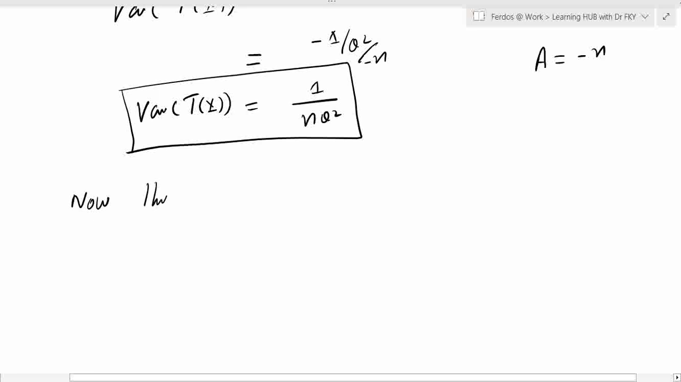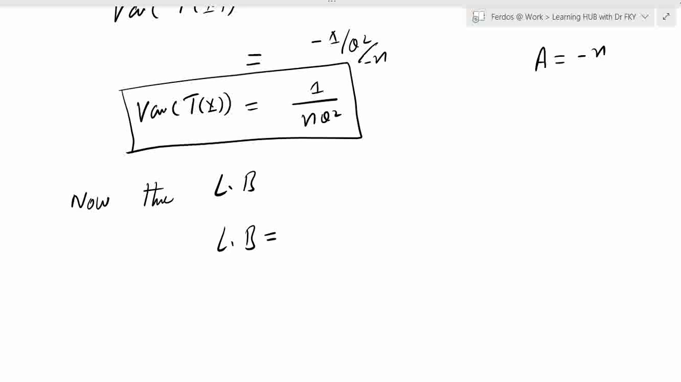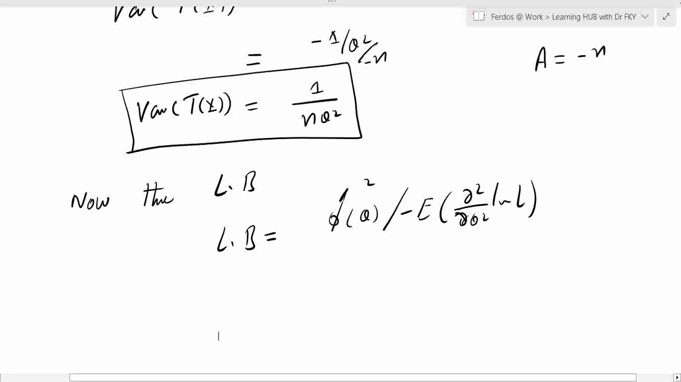Remember, you know that the lower bound is equal to the derivative squared, divided by minus the expected value of the second derivative, like this. We know the first part already, we did this, but we don't know about this other thing. So you need to do this.